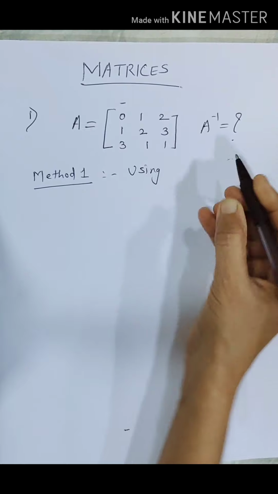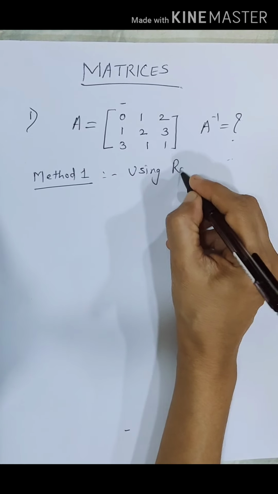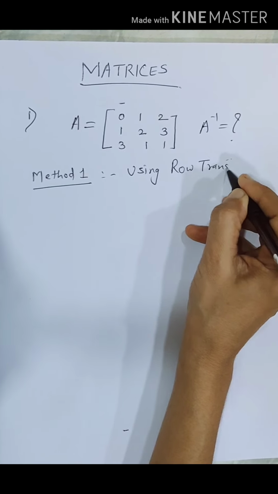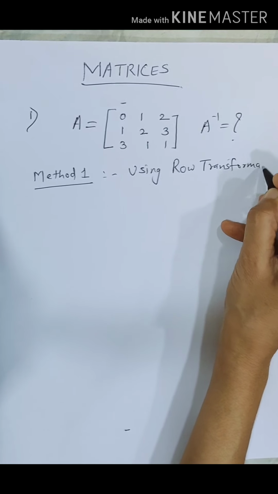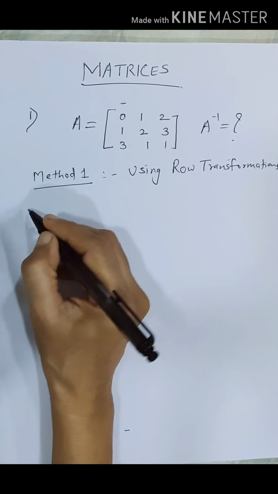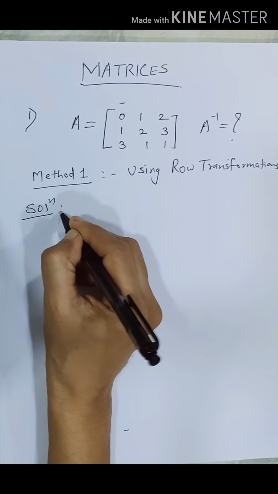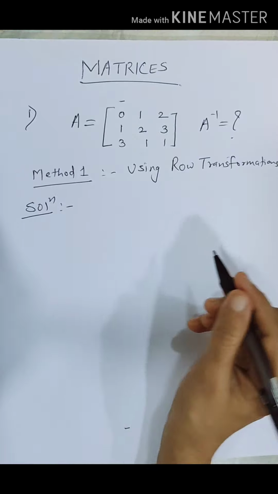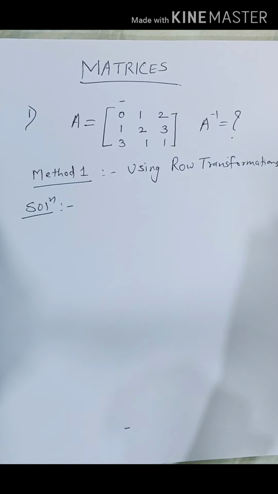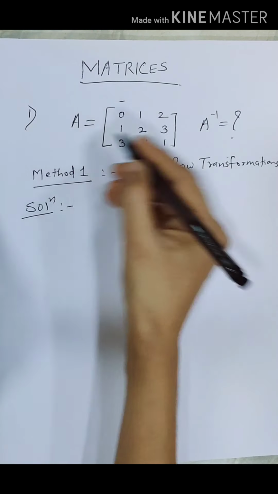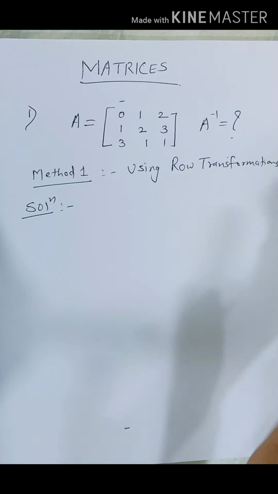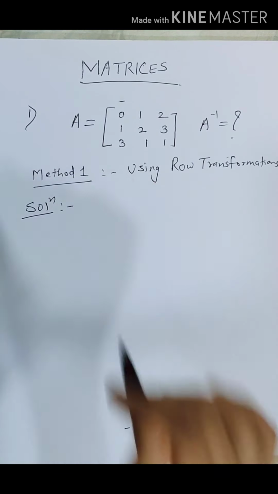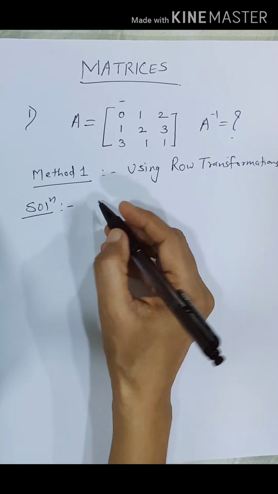using row transformations. Solution. Let's see how we start for row transformation. We consider A into A inverse is equal to I. So first of all, let's check whether A inverse exists. Whenever it is asked to find A inverse, it is assumed that the inverse of the matrix exists. But still, here we'll find out determinant A.